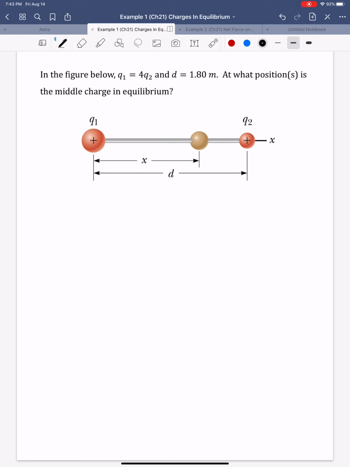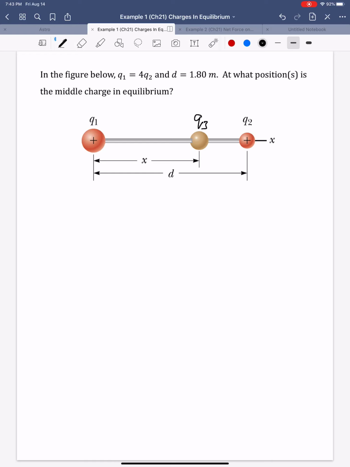Hey everyone, in this video we're going to try and solve for the equilibrium position of this tan charge in between charges Q1 and Q2. So you can assume all of these charges are positive. The problem doesn't actually specify what the charge for the tan charge is, so we'll just call that Q3 for right now.